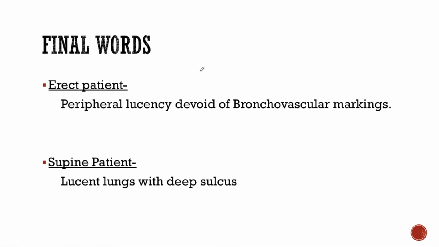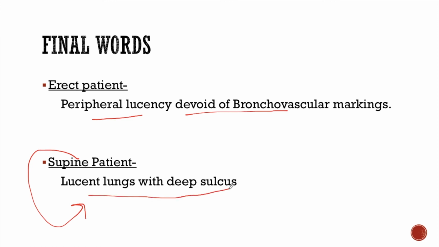The final words for this video are: in an erect patient, for diagnosis of pneumothorax, we should look for peripheral lucency, which is devoid of bronchovascular markings. And in a supine patient, for diagnosis of pneumothorax, we should look for lucent lungs with a deep sulcus. Thank you.